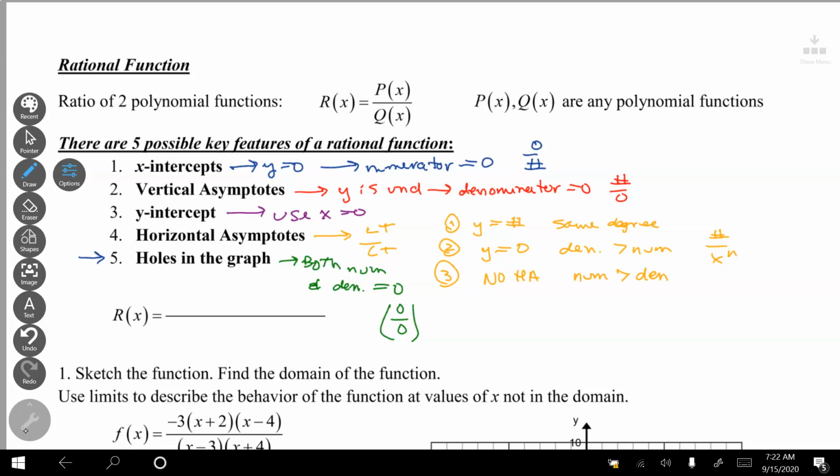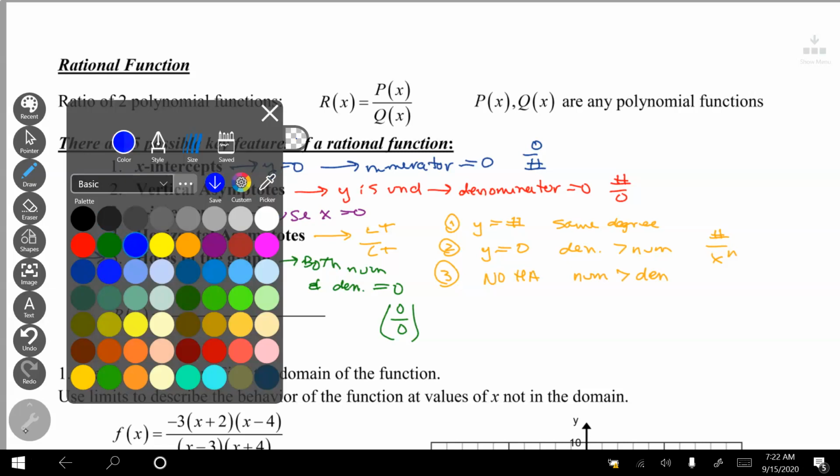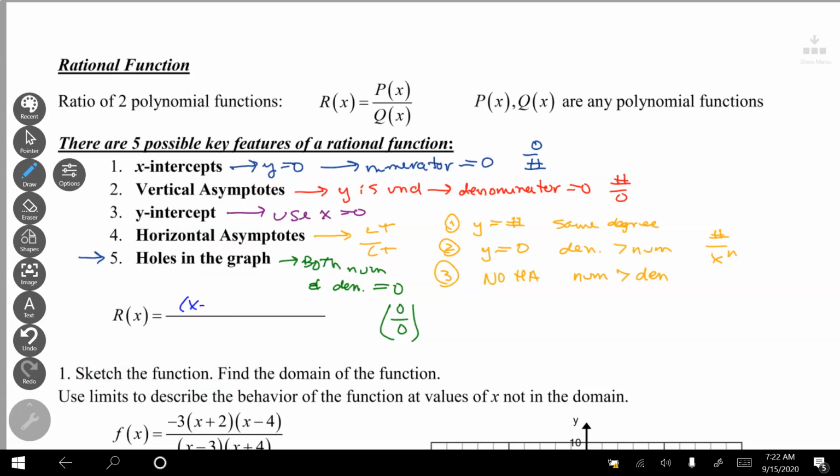So when I have this fraction, I have some key features. First, I have x-intercepts on top. Second, I have VAs on the bottom. And finally, at the end, if I have a hole, it's because I have the same factor and they would cancel out to give me a 0 over 0. And when I want to find an HA, I do LT over LT, leading term over leading term.